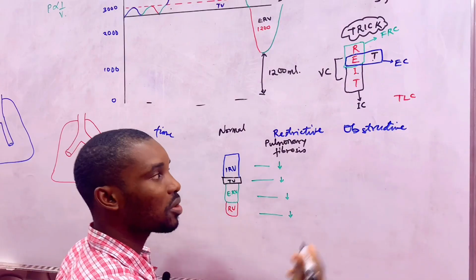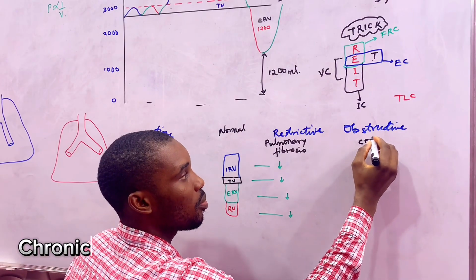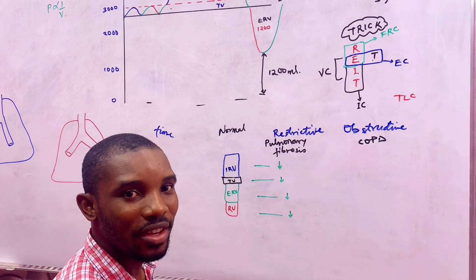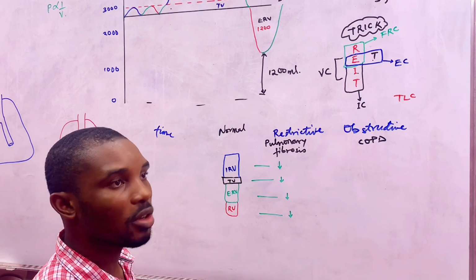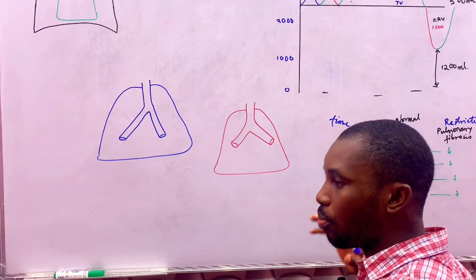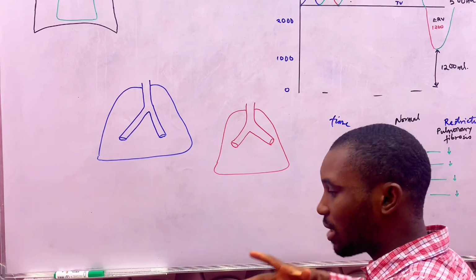Okay? In obstructive lung disease, for example COPD, there can be a narrowing of the airway, right? And then the person can breathe in normally, but cannot breathe out normally. Why? When you are breathing in, what happens? You're expanding the chest wall.